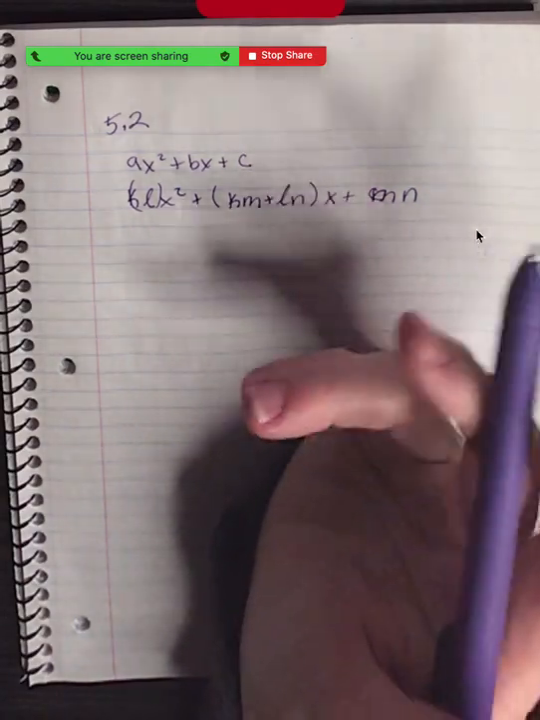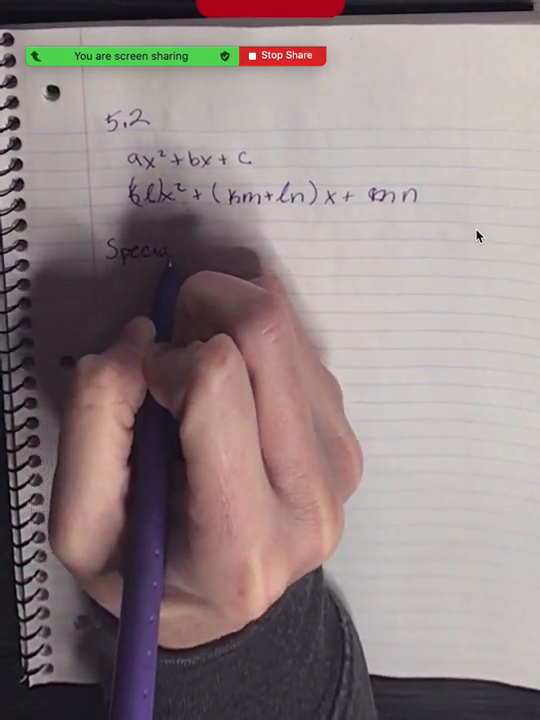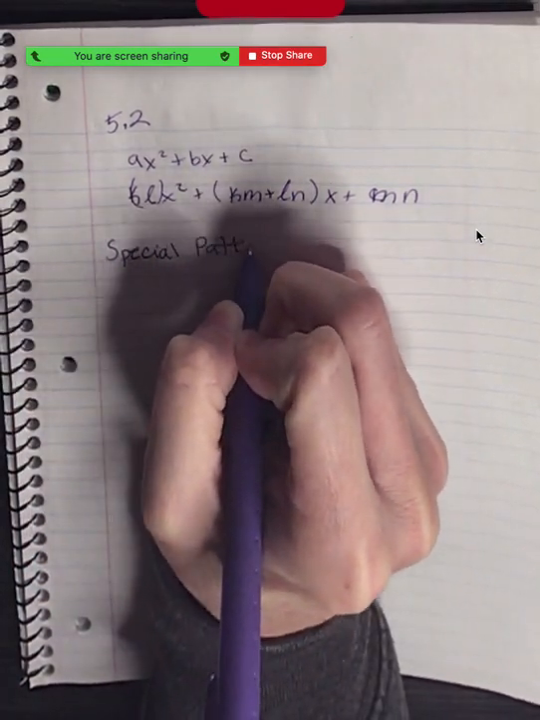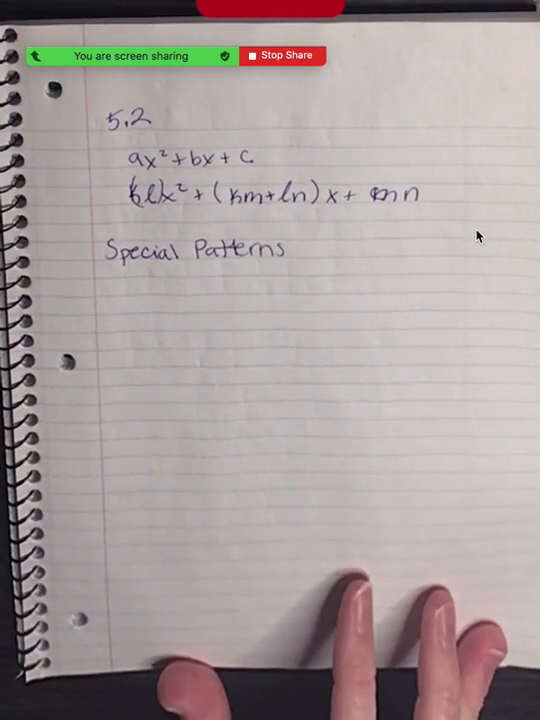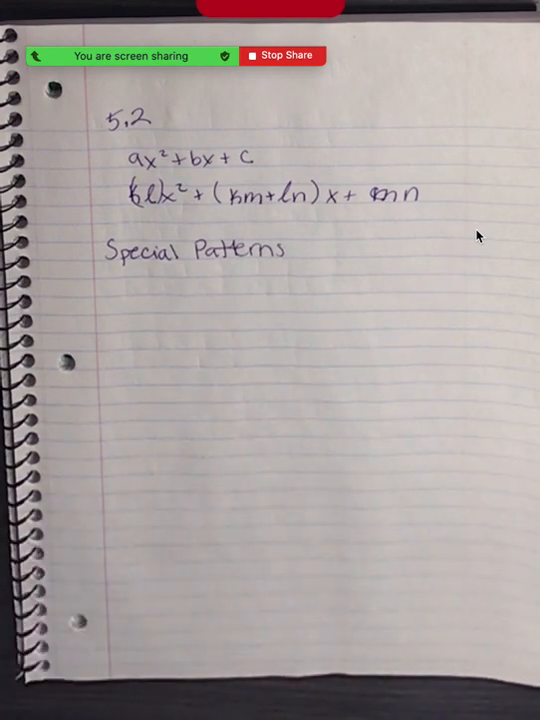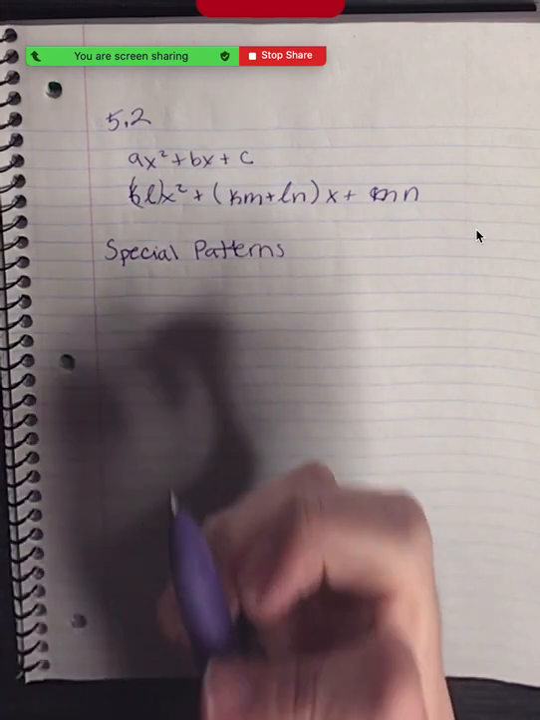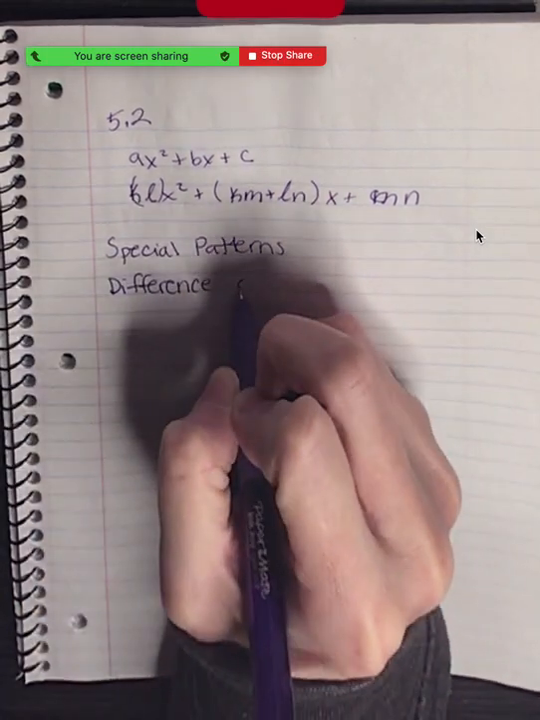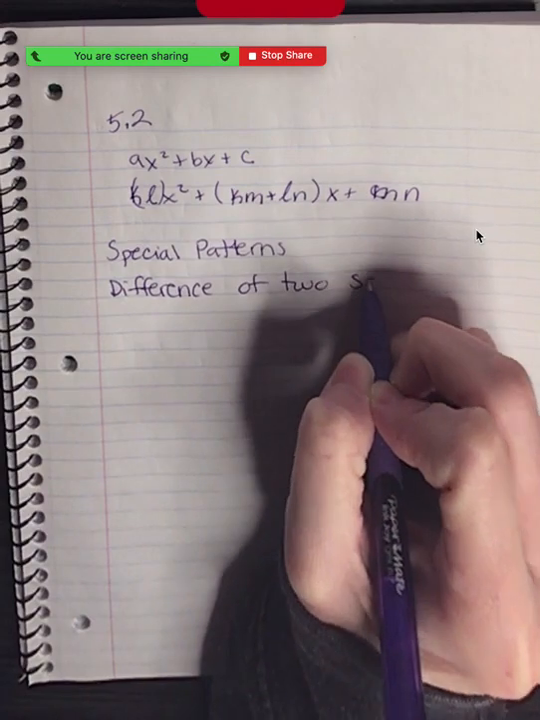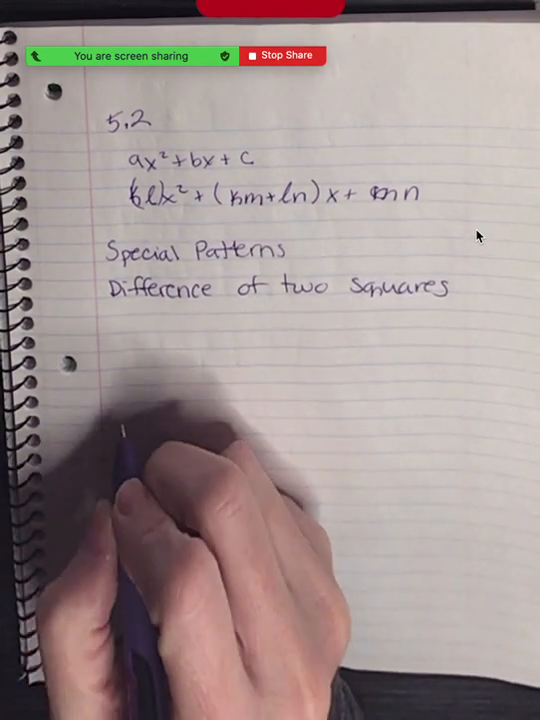There are some expressions that have a shortcut, and these are special patterns. And we kind of have looked at them already. We looked at them as when they're in factored form, going and putting them in multiplied out form without having to FOIL. But they are the difference of two squares and a perfect square trinomial.